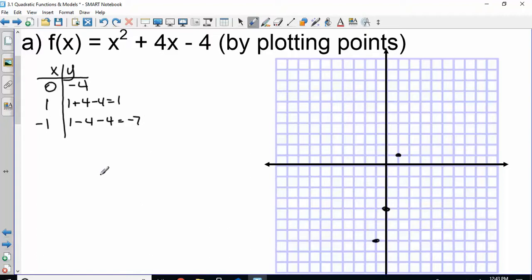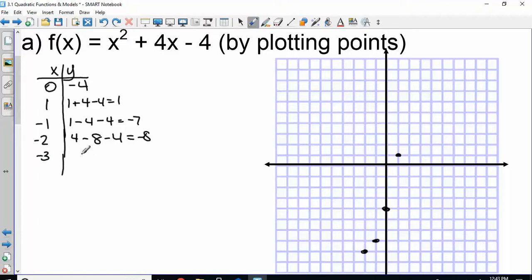Do I have enough to draw my graph yet? If it were a line, yes, but we're looking for a parabola, right? Have I found the point where it bounces back and starts repeating itself? No, so we need to keep going. What do you want to plug in now? So negative 2 squared is 4, 4 times negative 2 is negative 8, minus 4, and we get negative 8. Is that enough? Nope. We still need more.